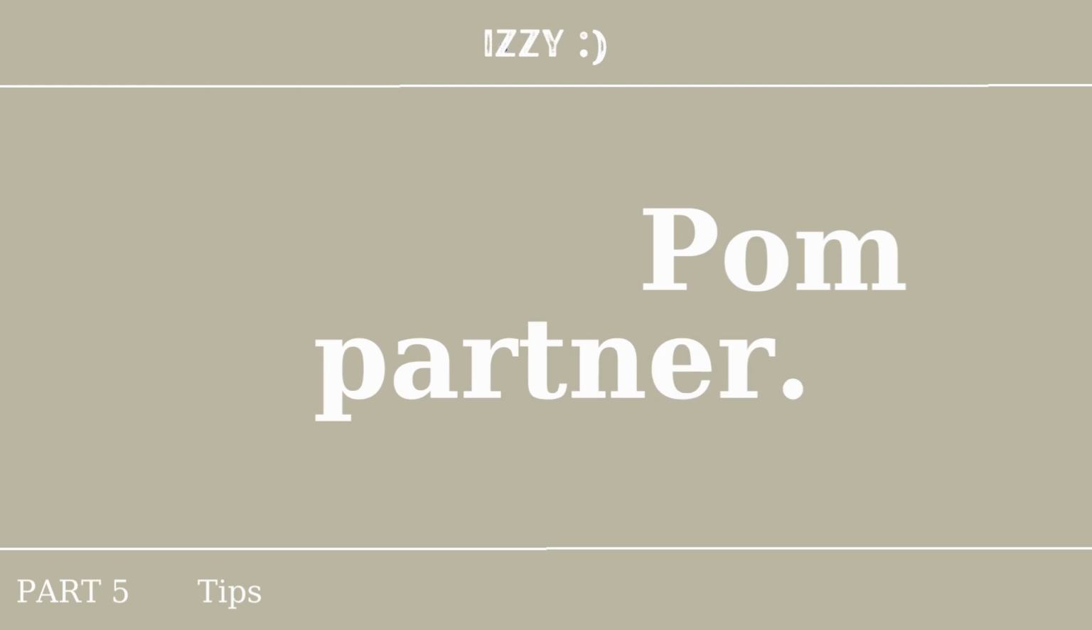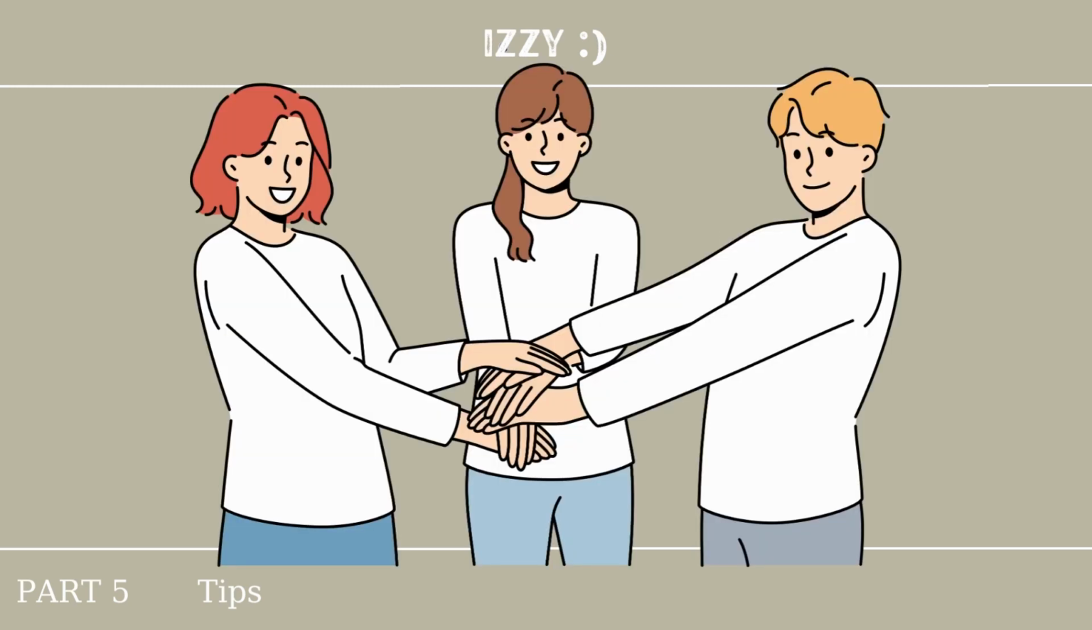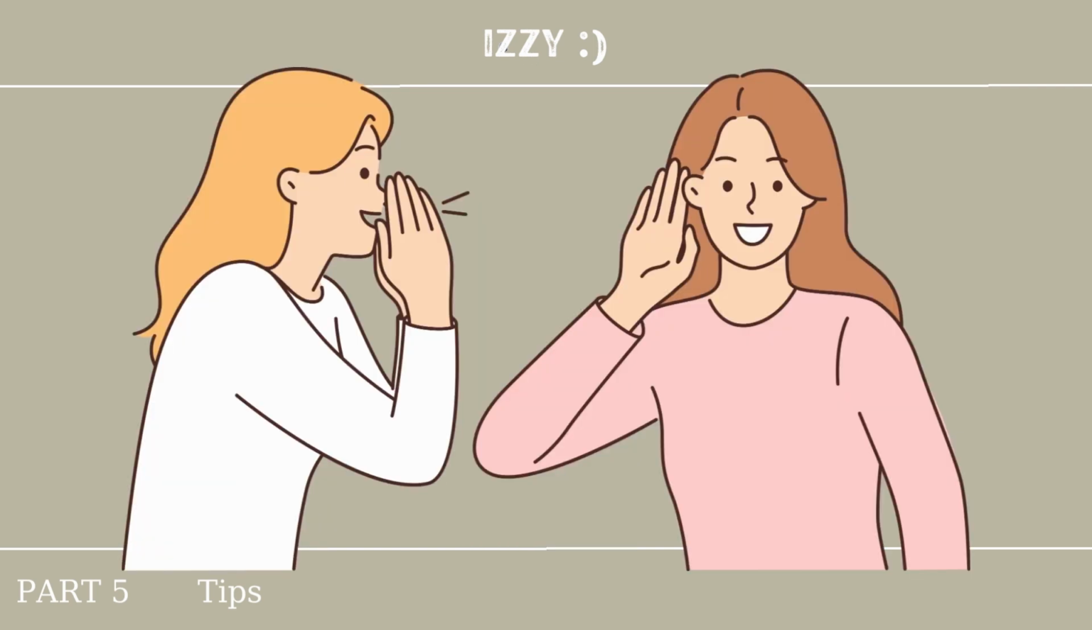And lastly, tip number 7. Find a Pom partner. Finding an accountability partner is always good for studying. They make you feel like you need to get something done because they are always there and tracking your progress. Finding someone to try this method with can help you actually stick to it and see if it actually works for you. You can tell each other what you plan to do in your work session and check in during your breaks to encourage each other to continue working.